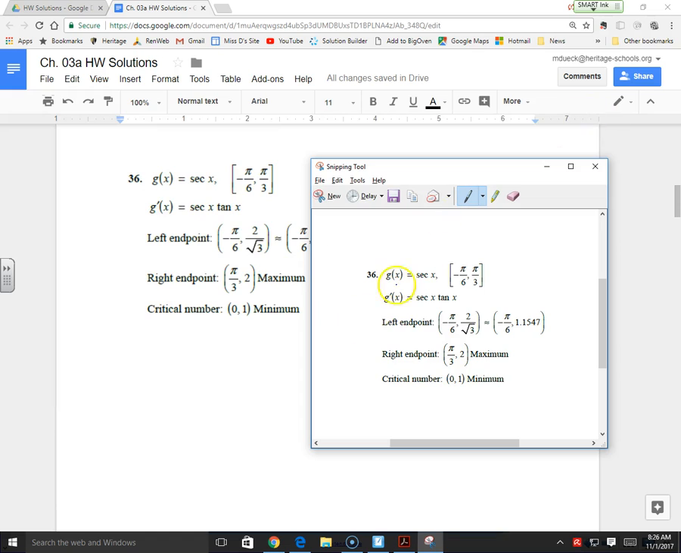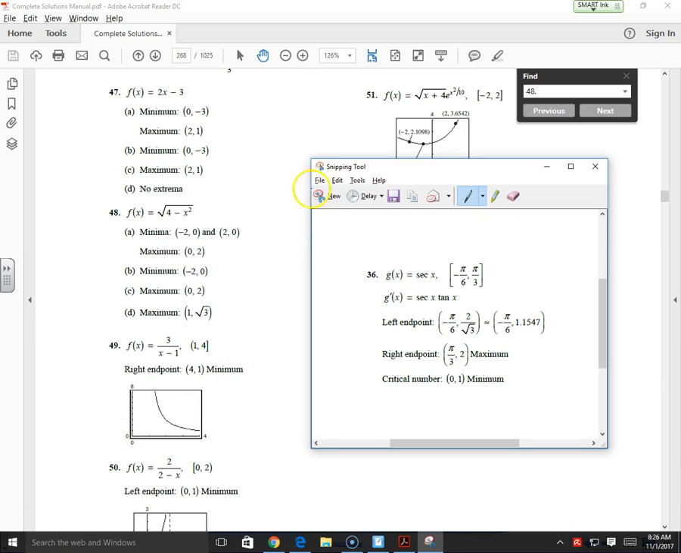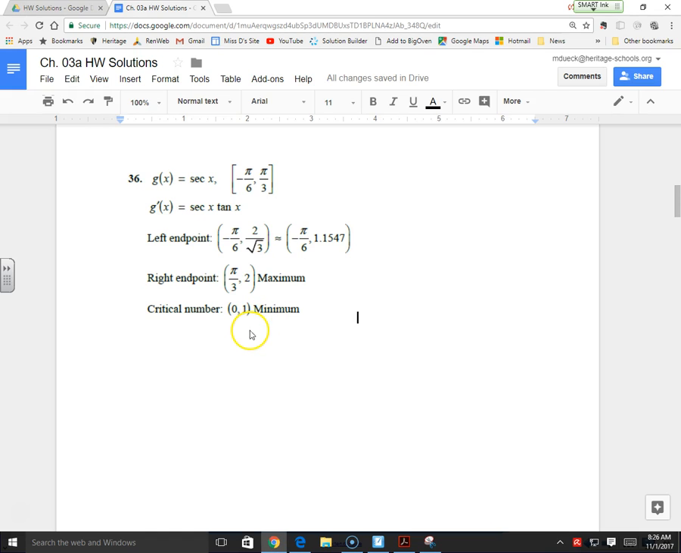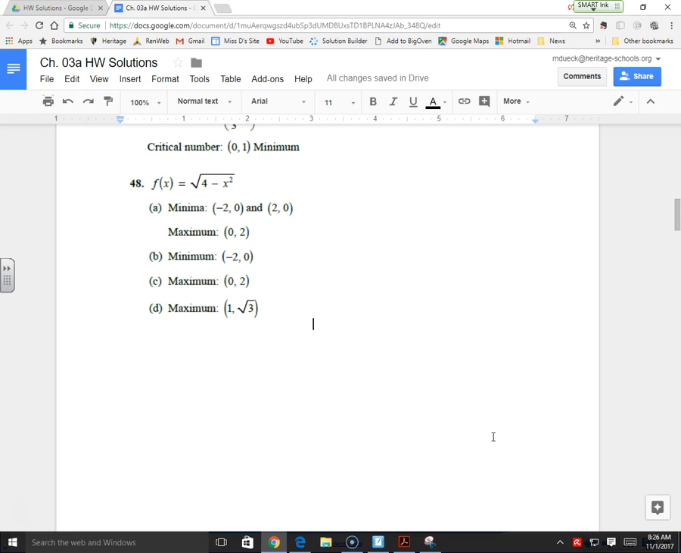Okay, you had an A through D, and you were dealing with the function the square root of 4 minus x squared. Let me give you a second. When it says minima, that's just the plural of minimum. You don't say minimums, you just say minima instead. So there's 2 of them, and then a maximum. B was only a min, C was only a max, and D was only a max.